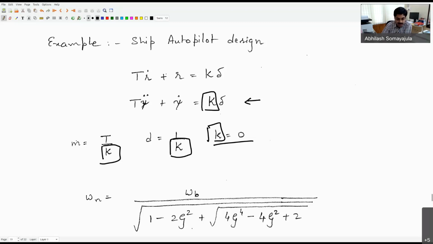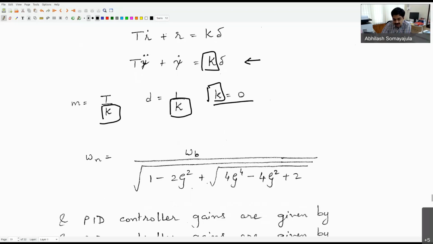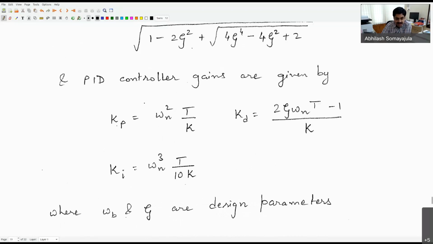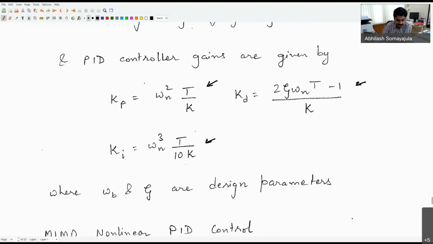Once I know the bandwidth and the damping ratio, I can compute omega n, and since I know the m, d, and k values, I can figure out what my controller gains will look like. In this case they can be expressed in terms of the Nomoto constants, the bandwidth, and the damping ratio. So once I know the bandwidth and damping ratio that I want to take, I can tune my Nomoto heading controller gains to make sure that this works out fine.